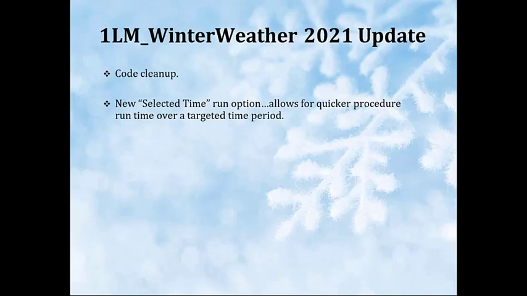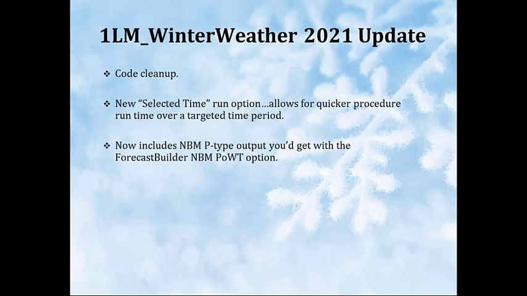There's also now a selected time range option in step one. So that'll allow for a quicker procedure time if you're just targeting maybe a 24-hour period and don't need to run the procedure over the whole entire 8 days. Also, if the other person isn't done with their grids yet, you could simply just look at your portion as well. So there's a lot of benefits to having a selected time option there.